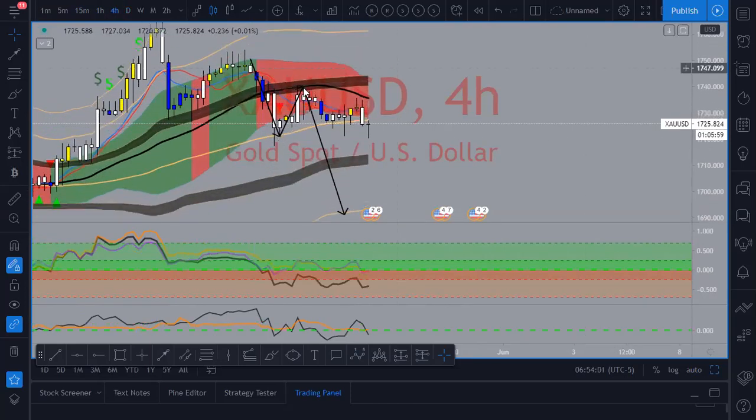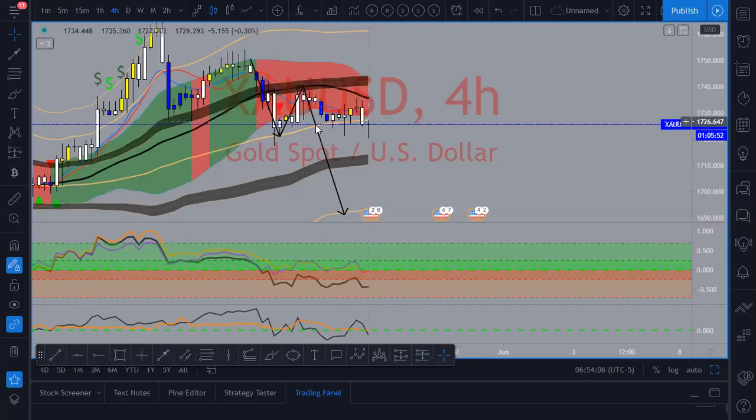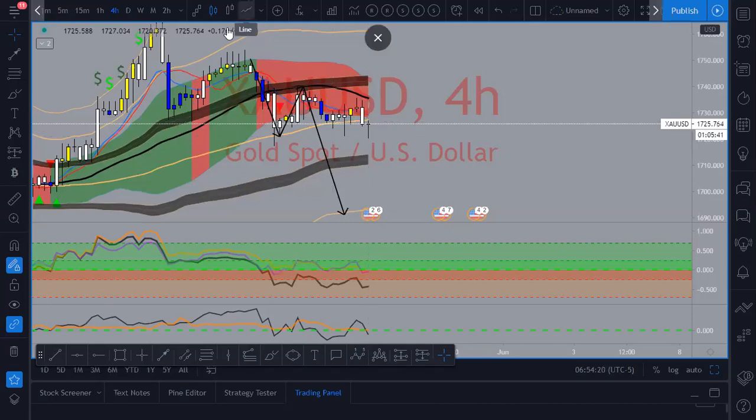Price broke through, retested the RSI line, drop. So I still hold that same analysis. It doesn't look like gold has really moved that much, except for wicking down here, obviously. But other than that, yeah, I'm still bearish on gold.